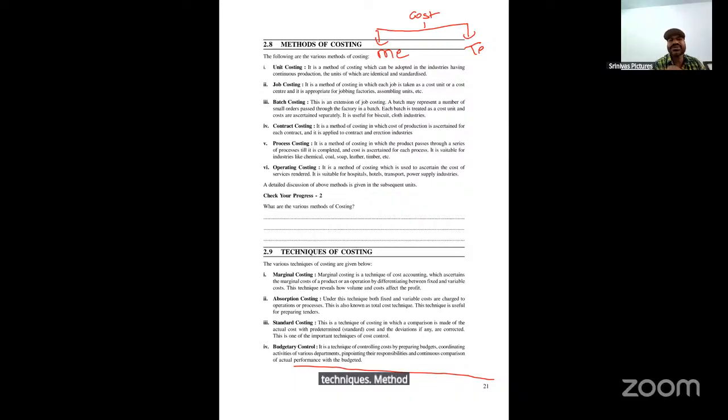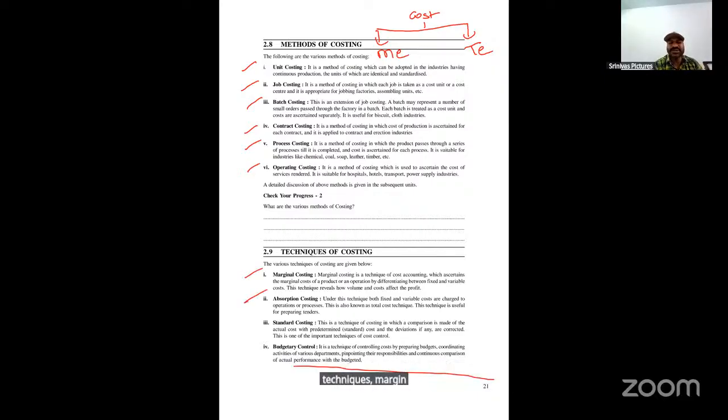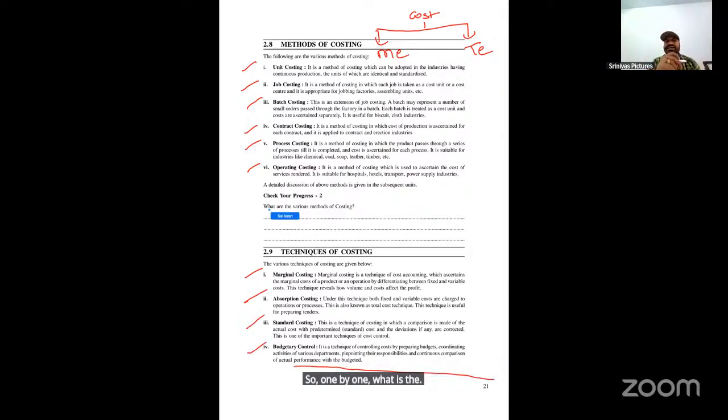Methods are called unit costing, job costing, batch costing, contract costing, process costing, operating costing. Techniques are marginal costing, absorption costing, standard costing, budget costing. One by one, what is unit costing? Unit costing means the method of costing which can be adapted in industries with continuous production. I'll give one example. There is a ready-made tailoring shop. Every day 200 shirts, same size, same model, they are stitching. That is called unit costing.